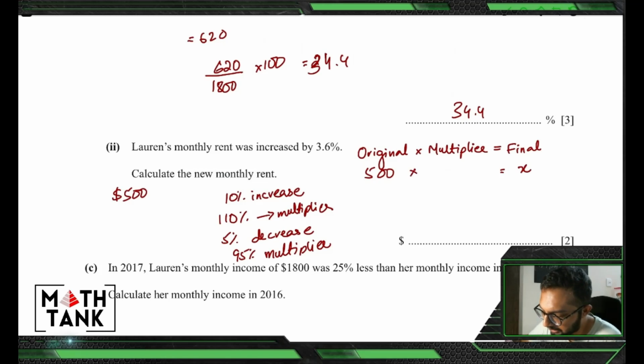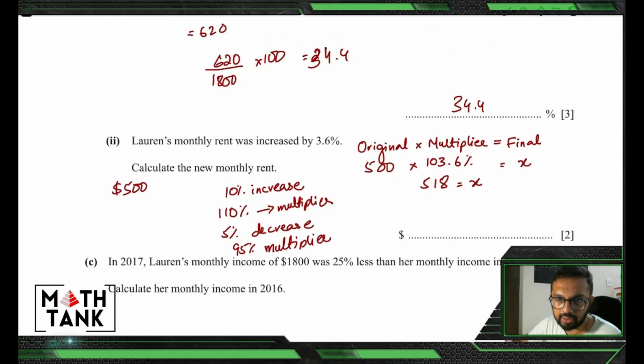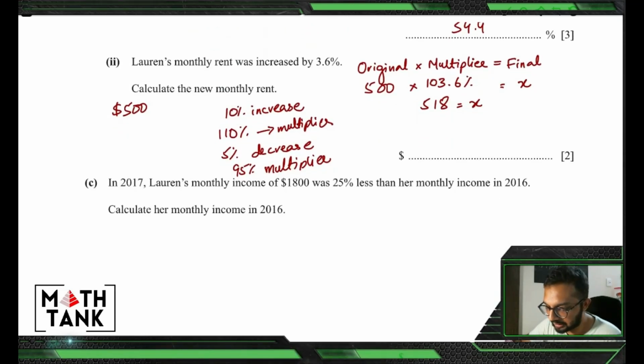So I can just simply say that this is going to be 103.6%. 103.6% means 103.6 divided by 100. I know my calculator can handle the percentage sign as well. So I'm putting it on a calculator and I get 518. I could have also done it step by step, but I am doing this because I want you to understand the next question.